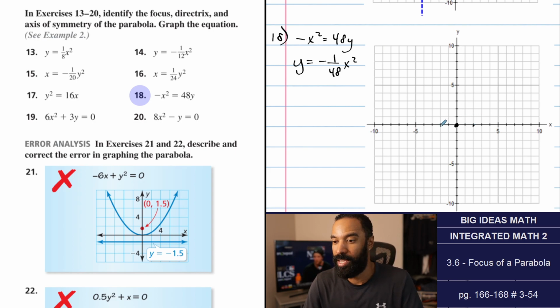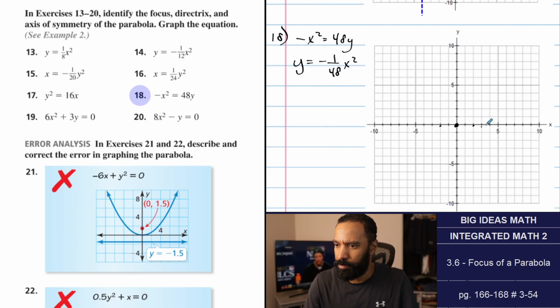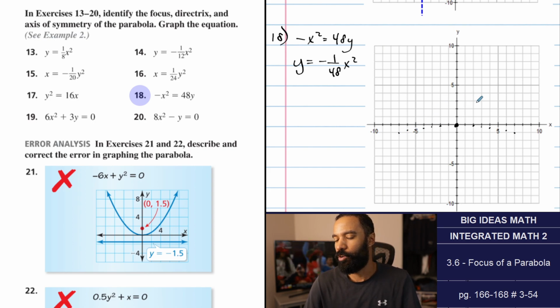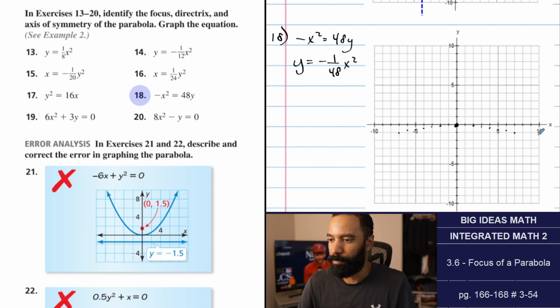Over 3, down 9/48. It does reduce. It's 3/16, which is less than a quarter. Over 4, down 16/48, and that's a third. Over 5, down 25/48, a little more than a half. Over 6, down 36/48, that is 3/4. Over 7, down 49/48, that's just 1 1/48, negative 1 1/48, like that. Over 8, down 64/48, that is 1 1/3.